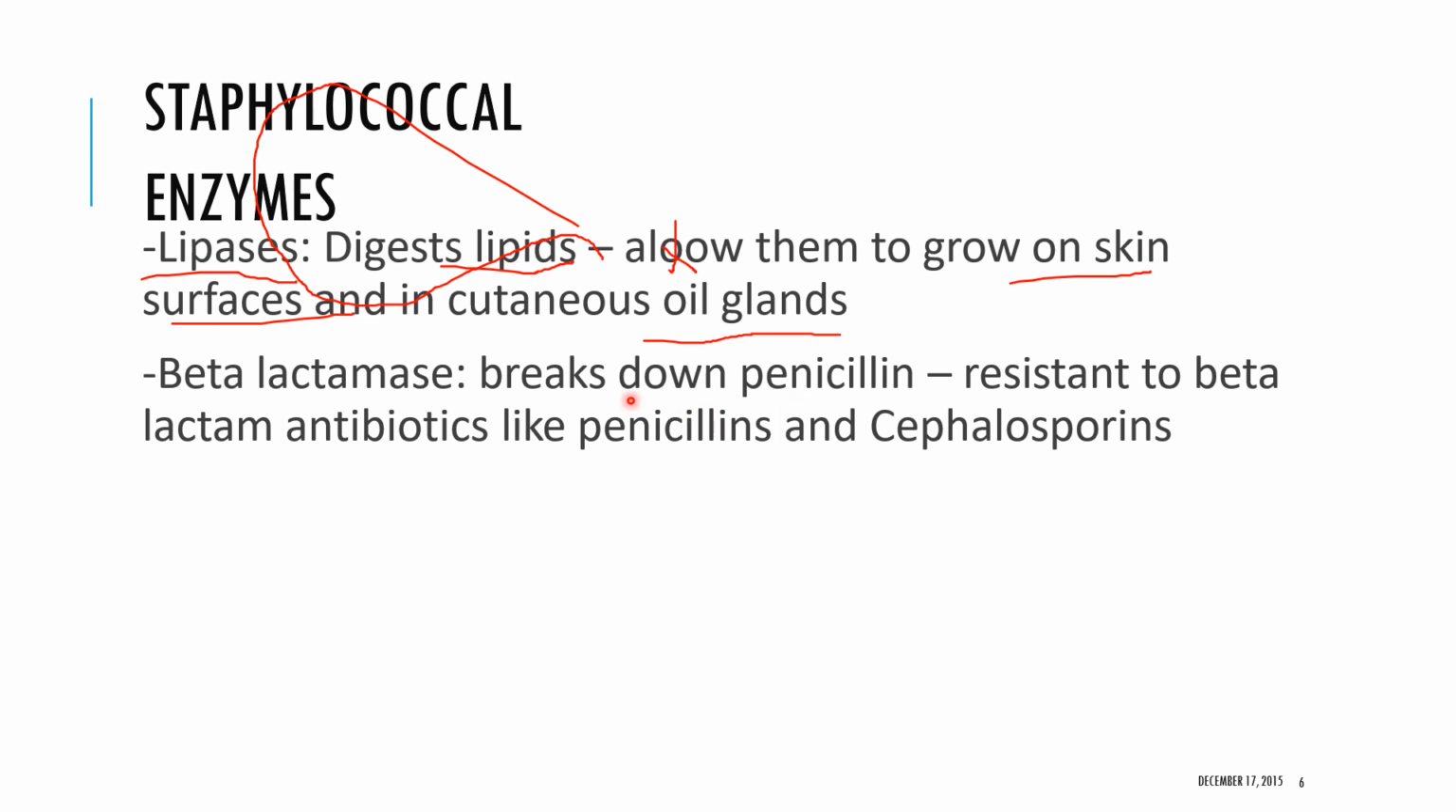These break down penicillin and resist beta-lactam antibiotics like penicillin and cephalosporin. So what they do is break down penicillin and resist other antibiotics. So bacterial resistance occurs.